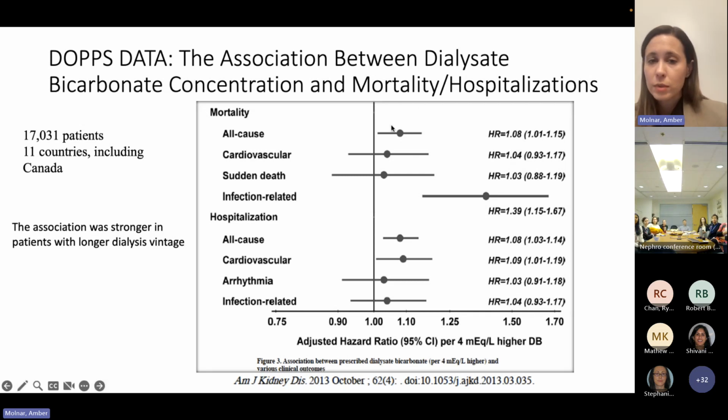And they demonstrated that there was an increased risk of all-cause mortality, and in particular, infection-related mortality in those being prescribed a higher dialysate bicarbonate concentration. They also showed an increased risk of all-cause and cardiovascular specific hospitalization. So this is observational data. So it's really hard to tease out, is this causal or is this potentially due to residual confounding? One thing supporting that there is potentially something causal here is that the association was stronger in patients with a longer dialysis vintage.